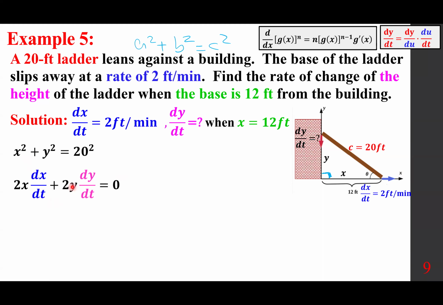Now I want to plug in, and I notice I have everything except what is the value of y when x is 12? So I have to evaluate it from the Pythagorean theorem. I plug in. This is 12 squared, which is 144. This is y squared. This is 20 squared, which is 400. I subtract 144, and I get 256, and that gives me 16.